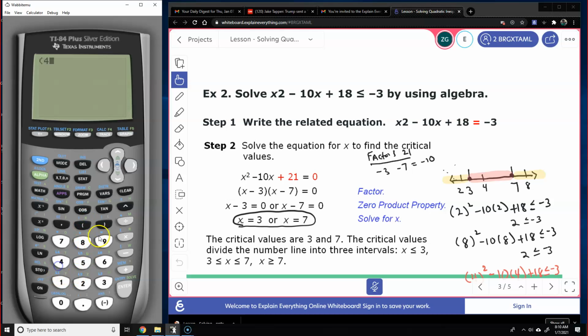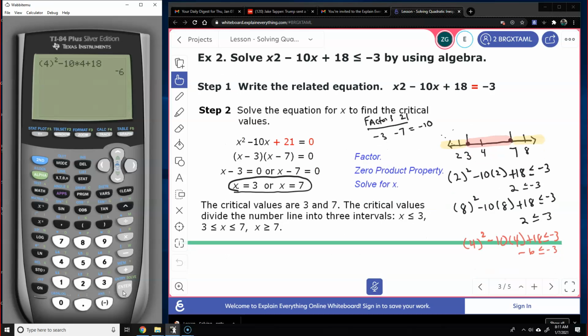We have 4 squared minus 10 times 4 plus 18. And we're going to check if it's less than or equal to negative 3. And it is negative 6. So we know that negative 6 is less than or equal to negative 3. Okay. And I'm going to go ahead and move this up so you can see it. We know that negative 6 is less than.